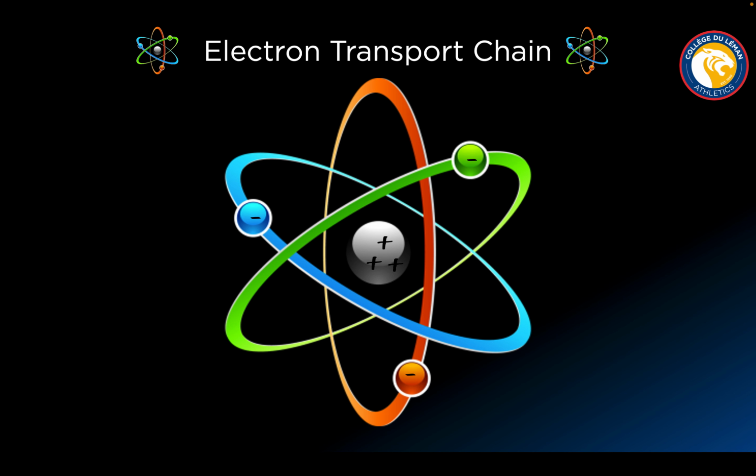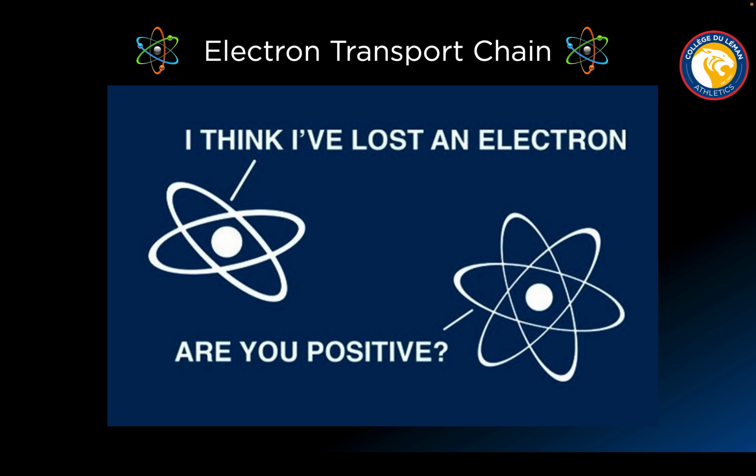An atom, rather, has positive protons in the middle and negative electrons on the outside. You may well know this already. Just good to make sure that we know that. Remember the wonderful joke, I think I've lost an electron. Are you positive? Yes, he's positive he's lost an electron, because when he lost the electron, he's now only got 2 negatives on the outside, but he's got 3 positives, so he overall is positive.